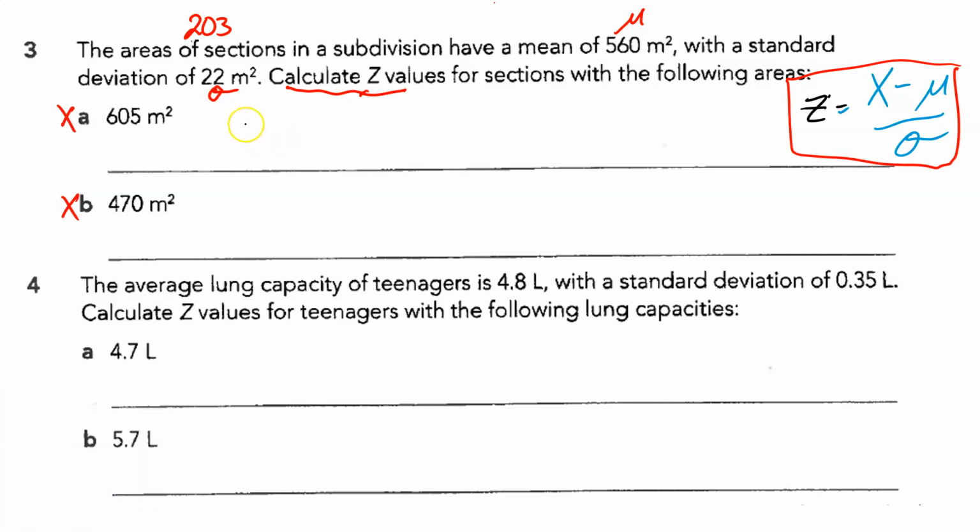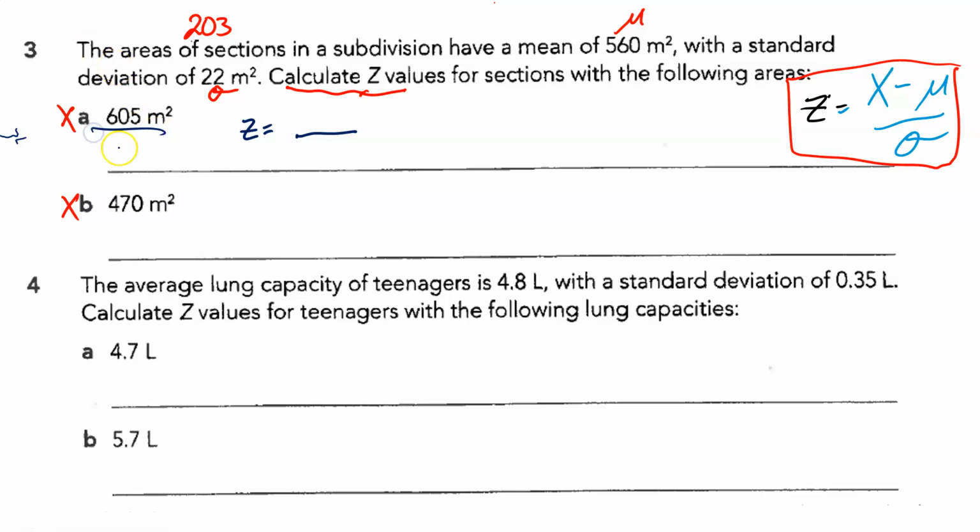So to do that, Z is equal to X. Oh, sorry, I'll put the line in. Firstly, X, which in this case is 605. 605, take away, going back to my equation over here, taking away the mean, which is 560, divided by the standard deviation, which is 22. I always like to make it as simple as possible, then use the calculator. So we should be able to get 45 over 22.